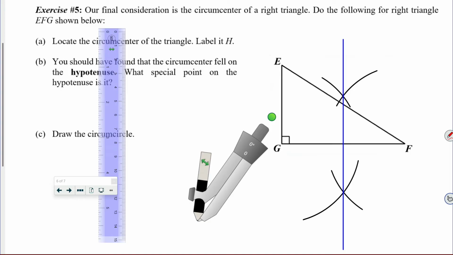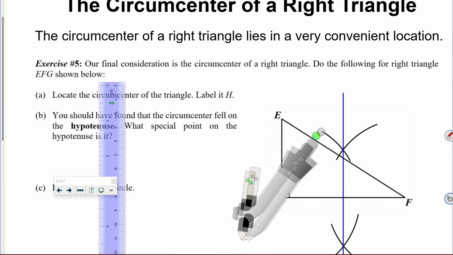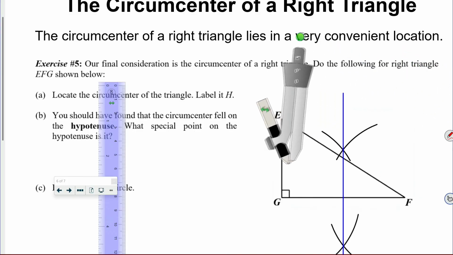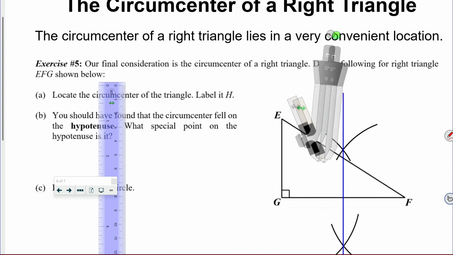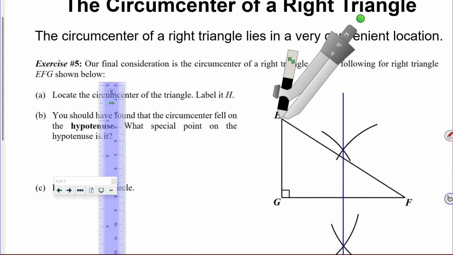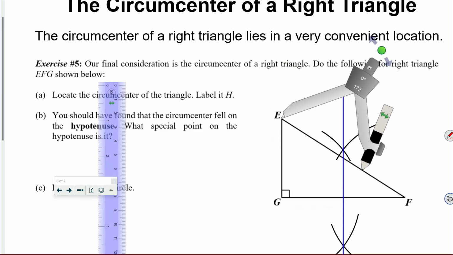And now let's do the perpendicular bisector of EF. Now it wouldn't make any difference again whether you do EF or EG, right? Those should be the same. But you never know. Okay, so again, let's open it up. More than half the length. That looks good.